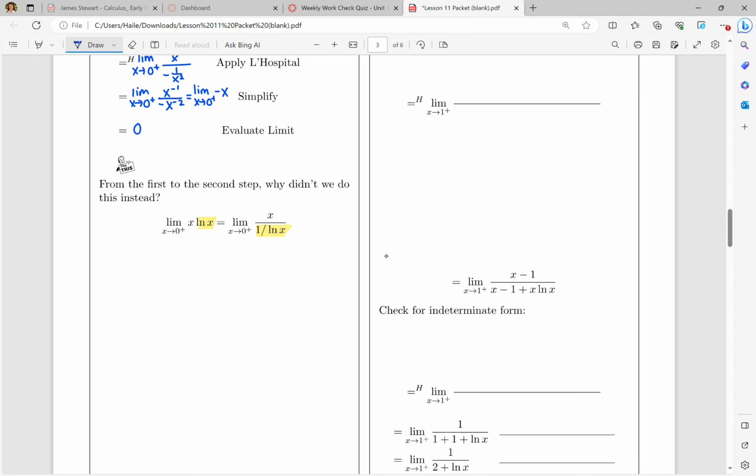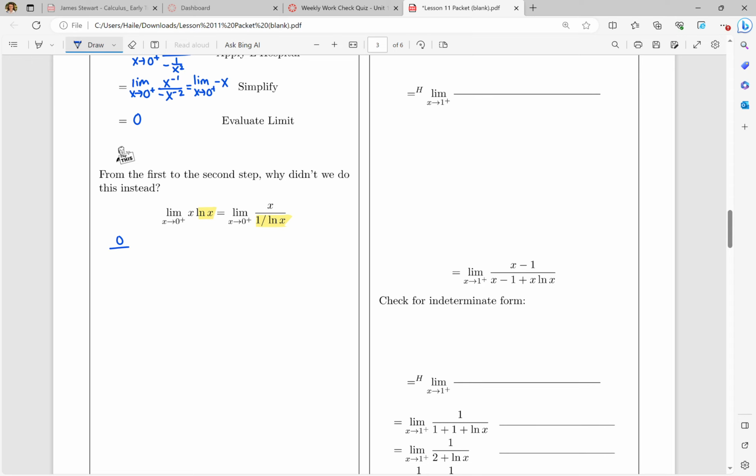If we test for L'Hopital's rule, we get 0 over 1 over infinity, which is 0 over 0. So we can use L'Hopital still. But let's see what happens. If we use L'Hopital, we get the limit as x approaches 0 from the right of 1 over the derivative of ln of x to the minus 1. So let's rewrite it as ln of x to the minus 1.